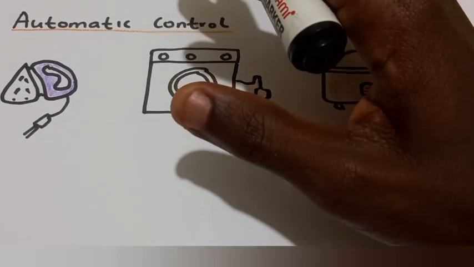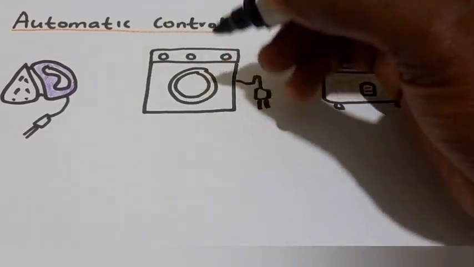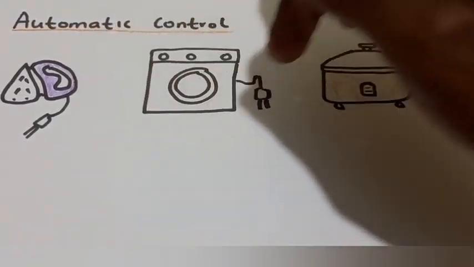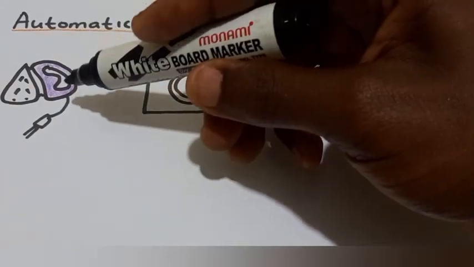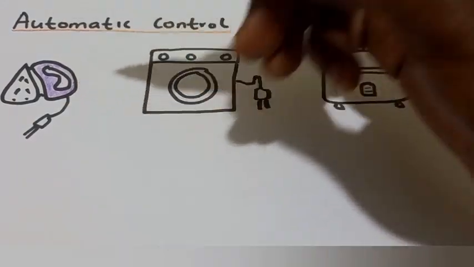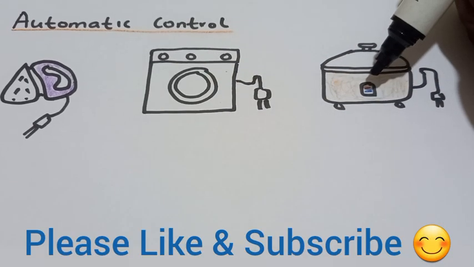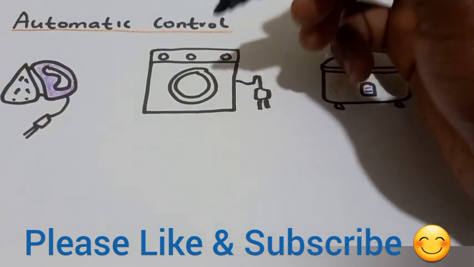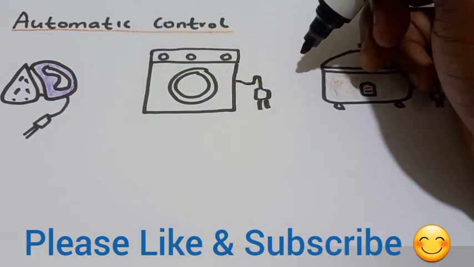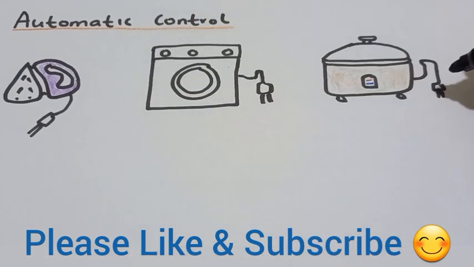Please note that automatic control is concerned with the means by which systems are made to behave in a desired way. So the use of the iron is different from that of the washing machine, same for the rice cooker. And with these we have the objectives for using these gadgets, and we have the control elements in these gadgets.